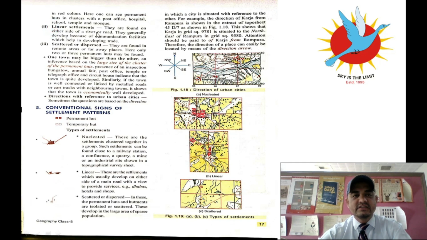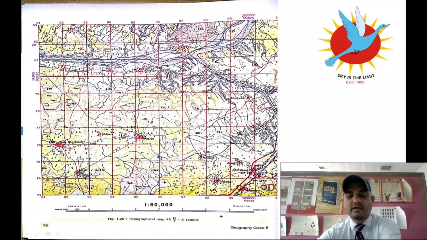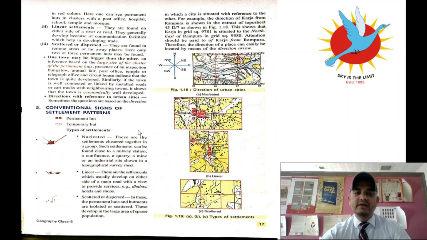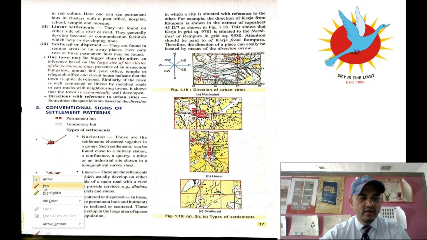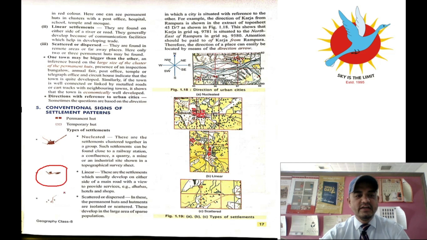Now in linear settlements, you can see linear settlements are generally made near the corners, sides of the road, like over the tri-junctions, or junction points of the roads, or sides of the road, like shown in this diagram. You can see this is a linear settlement. This shows the linear settlement. This one shows the linear settlement.